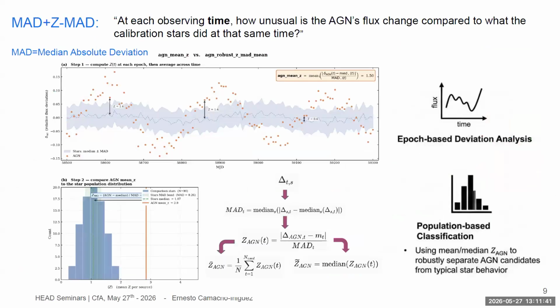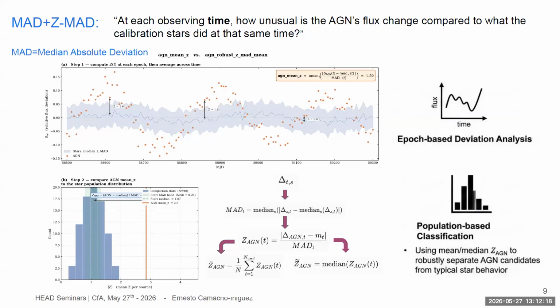All right, so for the analysis, we have used a statistical metric, which is the median absolute deviation, or MAD. We want to assess the deviation from the median compared to a set of non-variable objects. This metric asks, at each observing time, so each epoch, how unusual is the AGN flux change, this delta over here, compared to a non-variable set of sources at that same exact epoch.